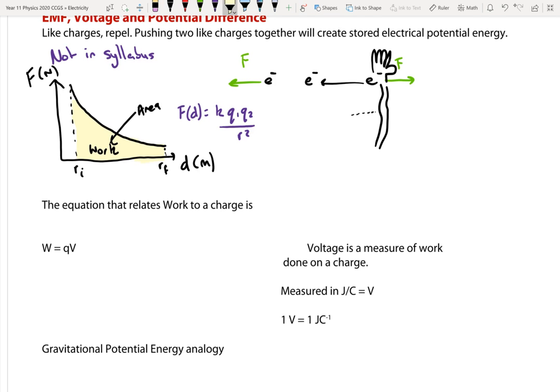Okay? So, with that in mind, I'm now going to introduce the concept of energy that we can give charges. I can give mass energy by lifting it up a certain height. I can give springs energy by compressing them a certain distance. And I can give charges energy by pushing them to where they don't want to be. The mass doesn't want to be up there. The spring does not want to be compressed. And the electron does not want to be near any of the other electrons.